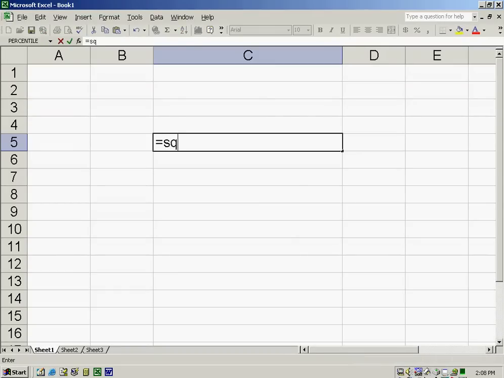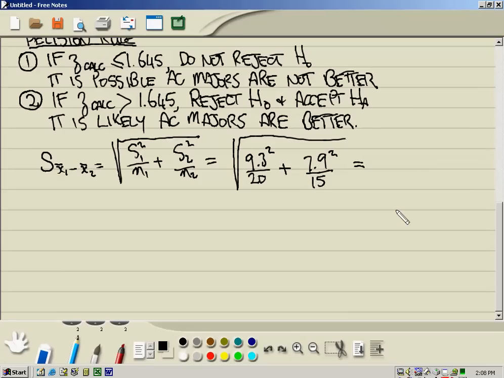So this is equals the square root of 9.3 squared, put parentheses around that, divided by 20, plus parentheses for the 7.9 squared in parentheses divided by 15. And the answer to that is 2.913. So 2.913, and then we're ready to go to the Z-calc.